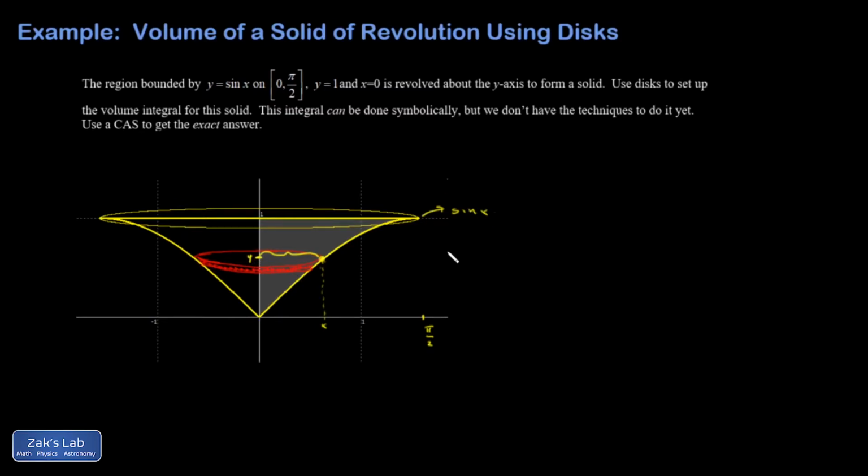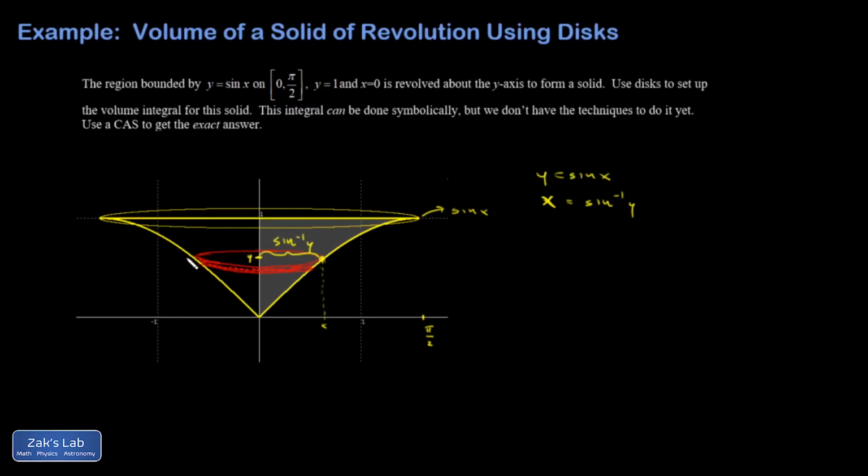So if I have y equals sine x, then that x value, the radius of the disk, is going to be the angle whose sine is y, or sine inverse of y. So there's that. And that's really the ugly complication of this problem.